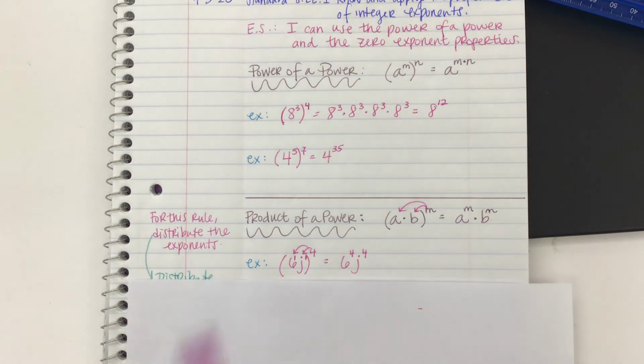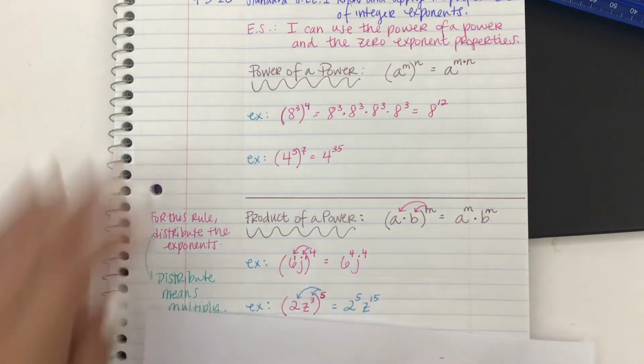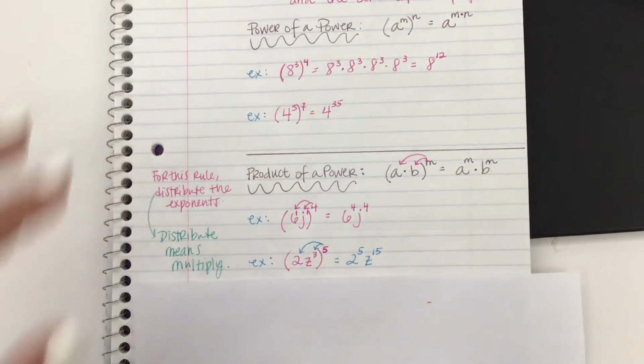Therefore, when I write this down, my answer is 6 to the power of 4 times j to the power of 4. When a number and a variable are right next to each other, that means you're multiplying that number and variable. Okay, one last example here.